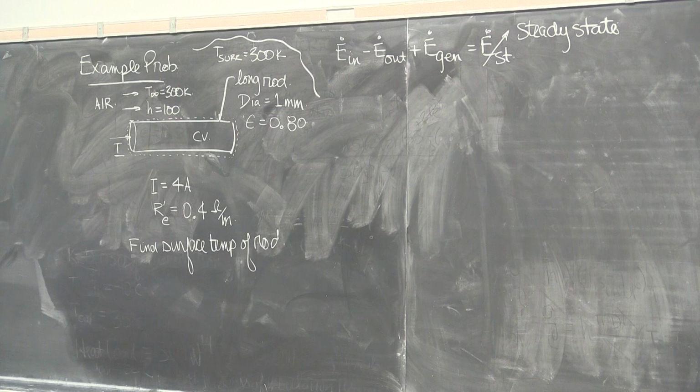So here's the rule. Unless somebody specifically mentions a time variation of something, it's okay to assume steady state. But if you see time mentioned anywhere in that problem, it's probably going to be a transient problem. This is steady state. If it's steady state, there will be no change in storage. And E dot storage is the change in stored energy inside the control volume.